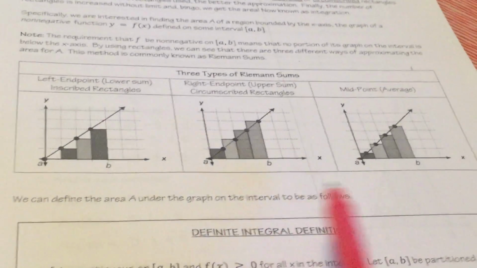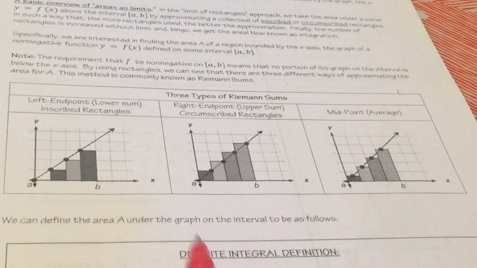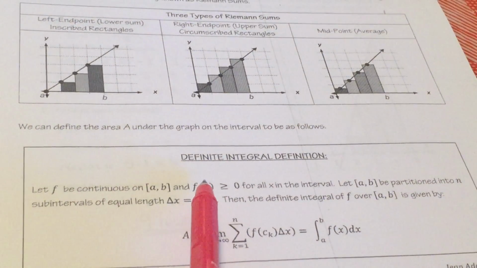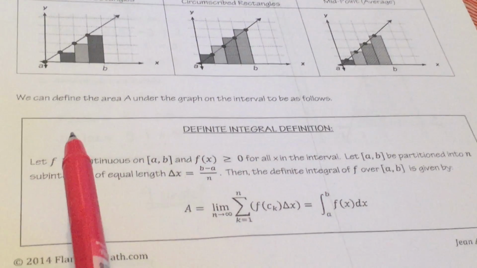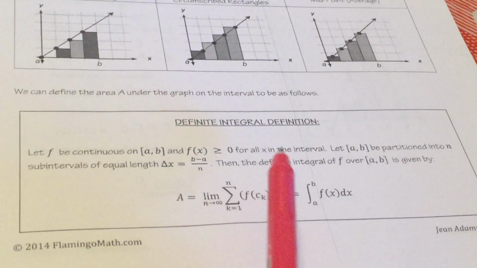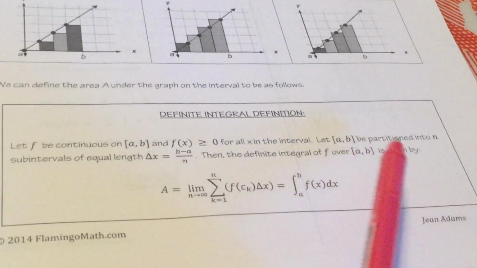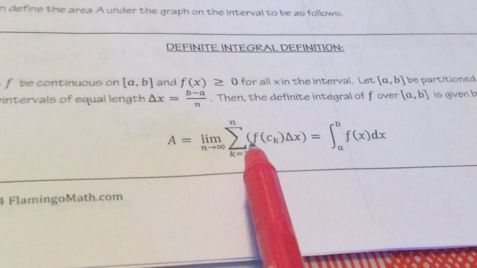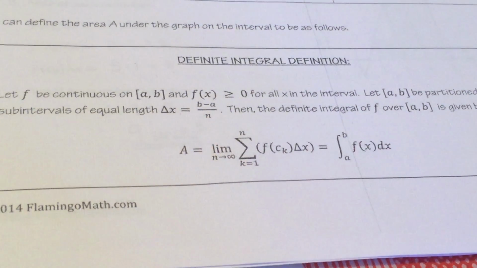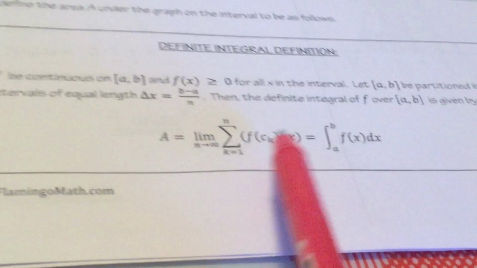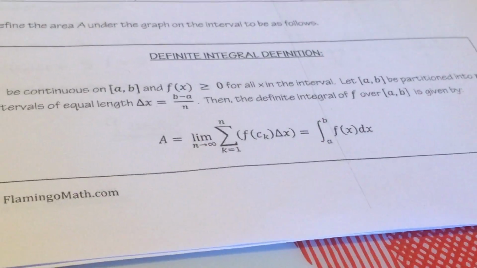And then you have the definition for a definite integral. You have a function which is continuous on an interval. The function is positive for all those x's in that interval. Then you take your interval and break it into subintervals of equal length, and the definite integral of f over that interval is given by this here. Remember that this gigantic sigma stands for the summation, which is the sum, and this is taking the limit as n approaches infinity of the sum of the rectangles, which is equal to the integral from a lower limit to an upper limit of the function.